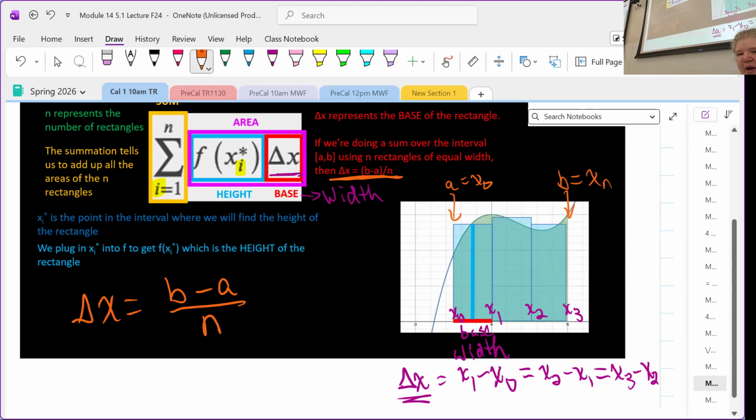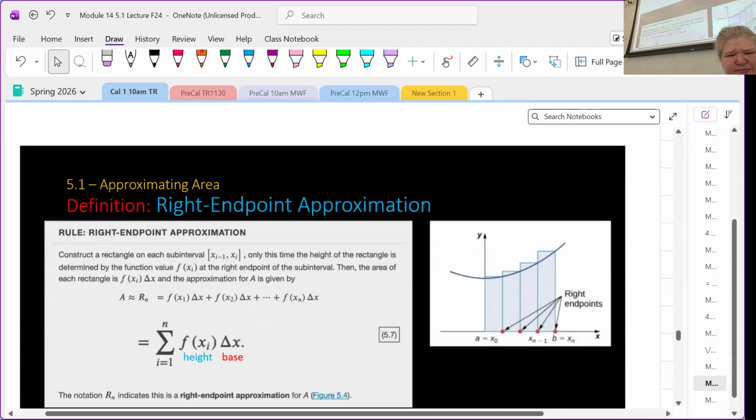If I wanted 100 rectangles, it'd still be the b minus a, 6 minus 4, but I'd be dividing by 100. And then I'd be taking 100 different x values and plugging them into a function, and it gets tedious. This is where the shortcut formulas really come into play.